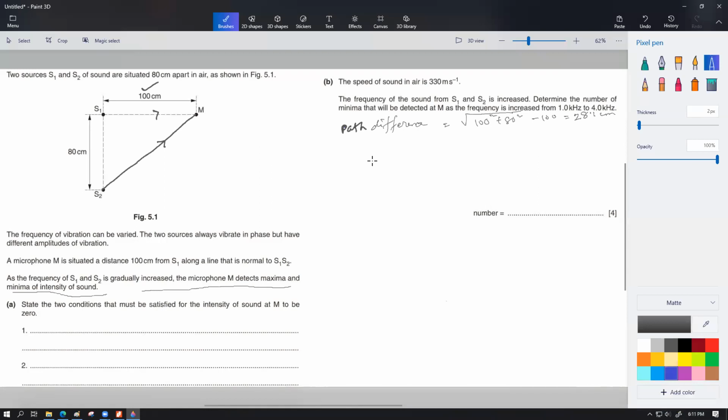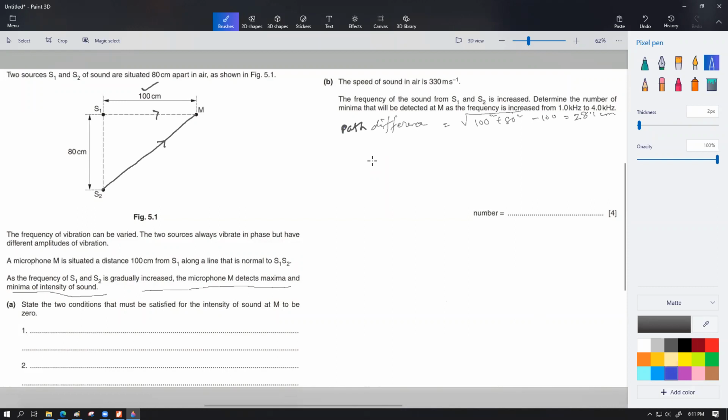to determine the number of minima that will be detected at M as the frequency is increased from 1 kilohertz to 4 kilohertz. That's what they're asking us. The problem is that there is not a single direct formula by which you can find this number. For example, if you consider the equation lambda equals x by d, if you know any 3 of the variables and you are asked to calculate the fourth, you place all the values in the equation with appropriate units, and you can calculate the fourth variable.